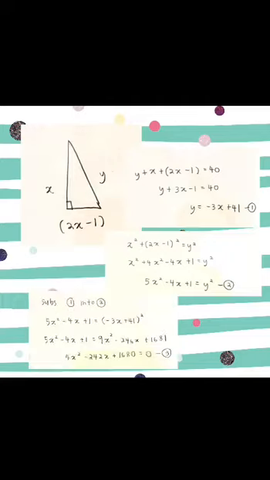So now we have two equations, which means that we need to substitute the first equation into the second equation. It means that the y must be replaced with negative 3x plus 41. The equation will be 5x squared minus 4x plus 1 equals to negative 3x plus 41 bracket squared. As we solve the equation, the answer will be 4x squared minus 242x plus 1680 equals to 0. And that is for the third equation.